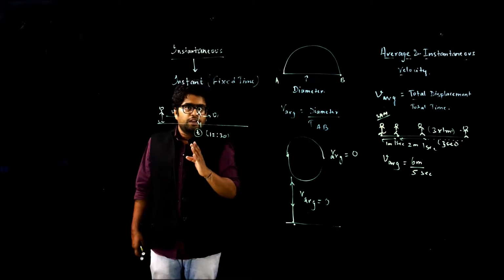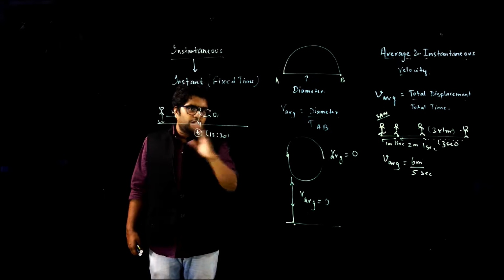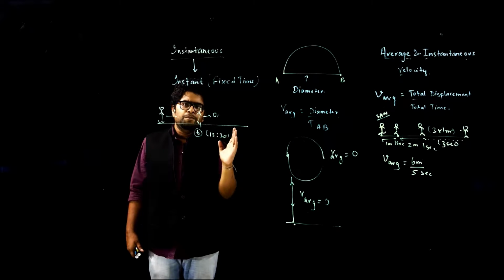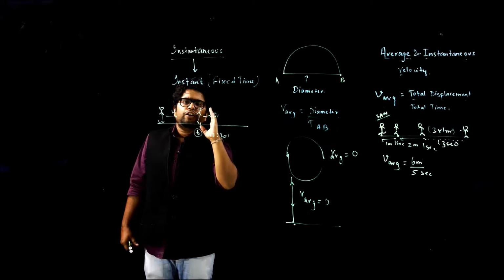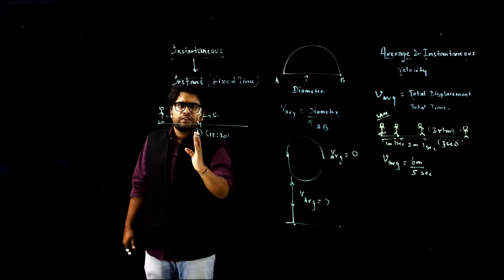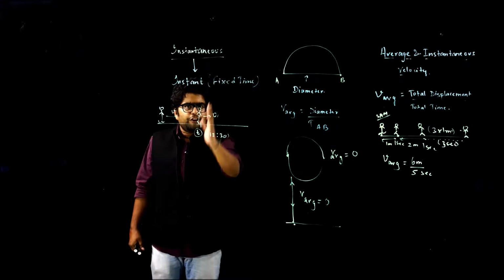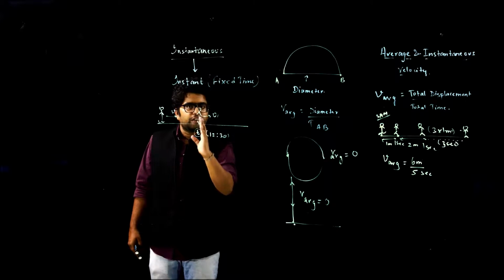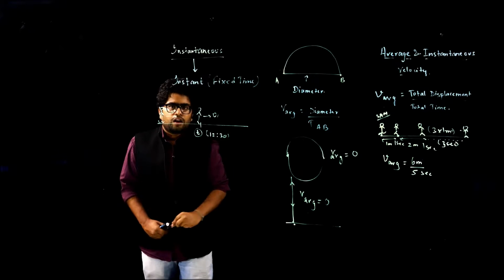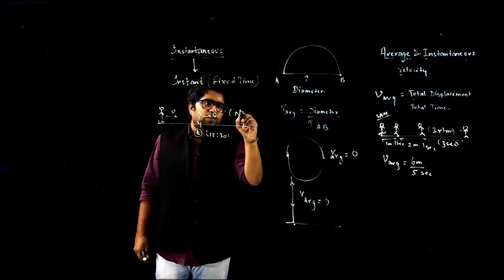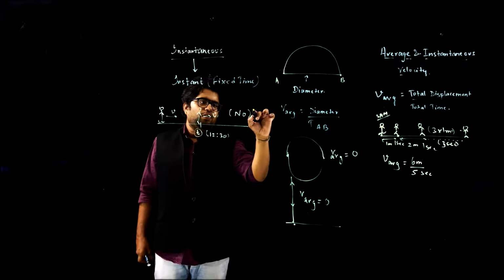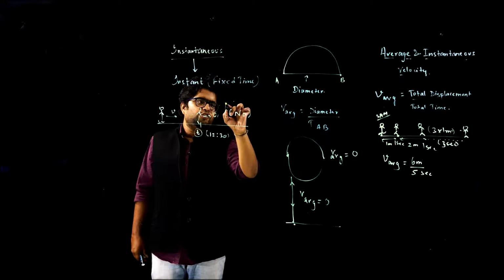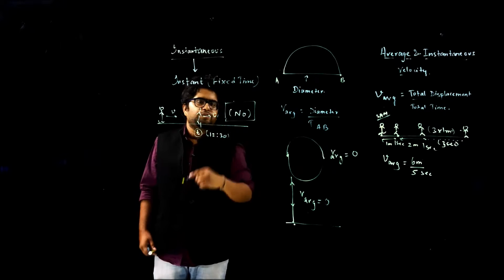I'll repeat my point: if a person is moving along a particular trajectory, following a particular path, and you try to find out velocity at a particular instant, then can we call it instantaneous velocity or not? And the answer is a clear-cut no. So this is something you will have to keep in mind.